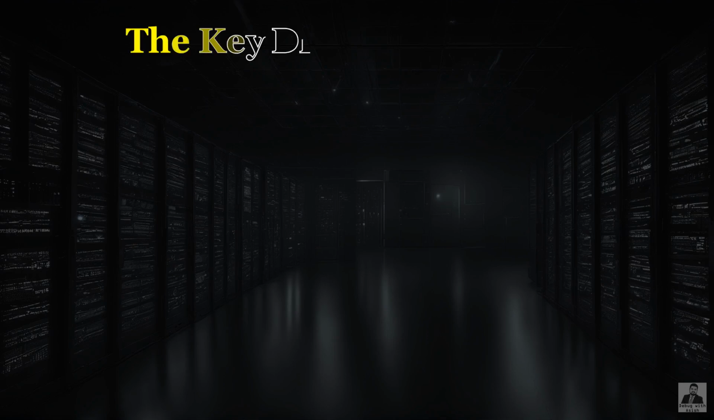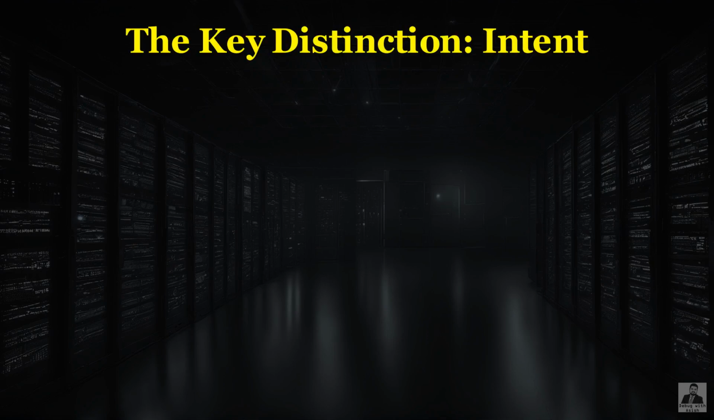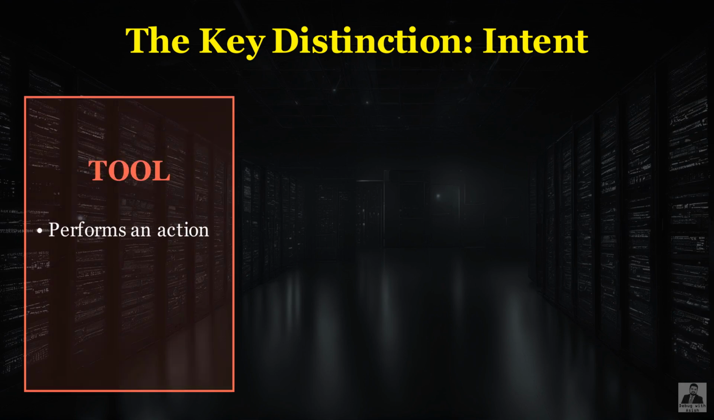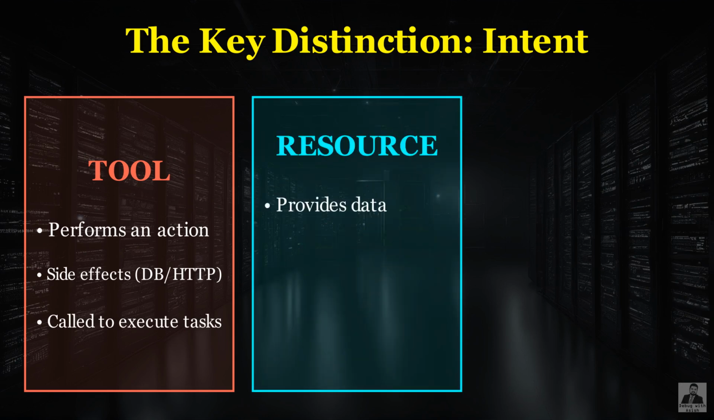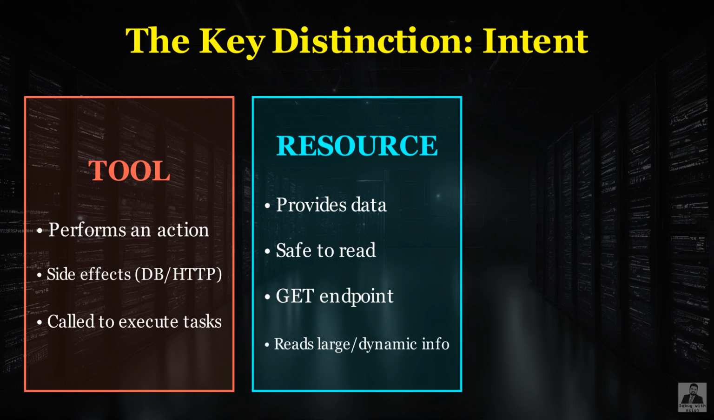The key distinction between the 3 types is intent. A tool performs an action. It can have side effects like writing to a database or sending an HTTP request. The model calls it when it needs to do something. A resource provides data. It is safe to read multiple times without side effects. Think of it as a GET endpoint. The model reads it when it needs information that is too large or dynamic to include in the system prompt.